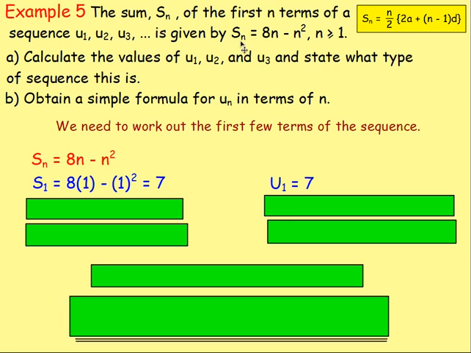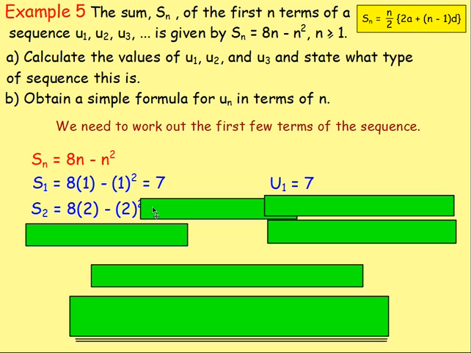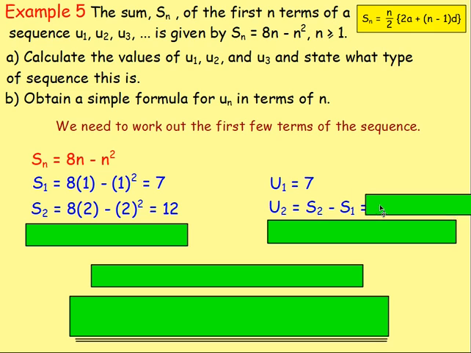If we have 2 terms, then the sum of the first 2 terms will be equal to, we'd replace n with 2. So it'll be 8 times 2, take away 2 squared, which equals 12. So we know the sum of the first 2 terms is 12, but we know the first term is 7. So what must the second term be? All you want to do is S2 take away S1, so the sum of the first 2 terms take away the sum of the first term. In other words, you'd have 12 take away 7, which equals 5. And you can check that because 7 add 5 equals 12.